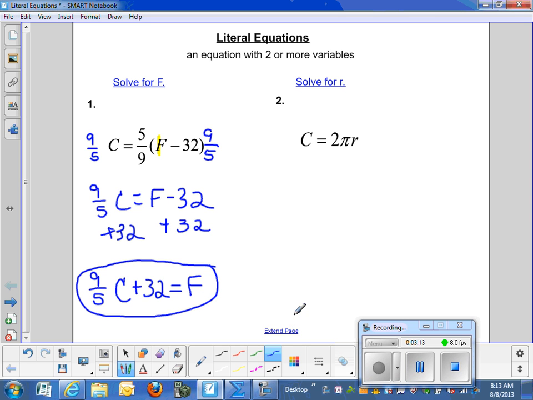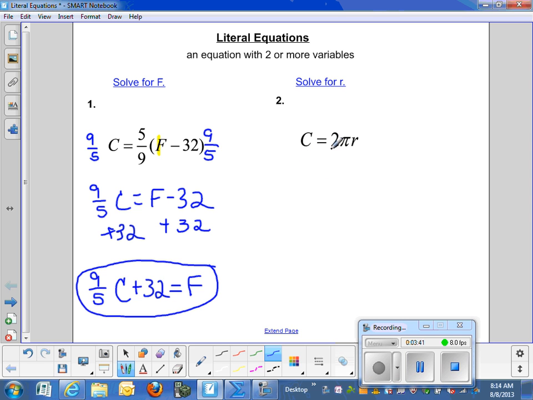Okay, the next one is C equals 2 pi r. We recognize that formula. Circumference equals 2 times pi times the radius. We want to solve for r. So in this instance, the way it's set up now, if I knew the radius, I could just plug it in and it would give me the circumference. But let's say I want to know what the radius is. I know the circumference, so I need to isolate r.